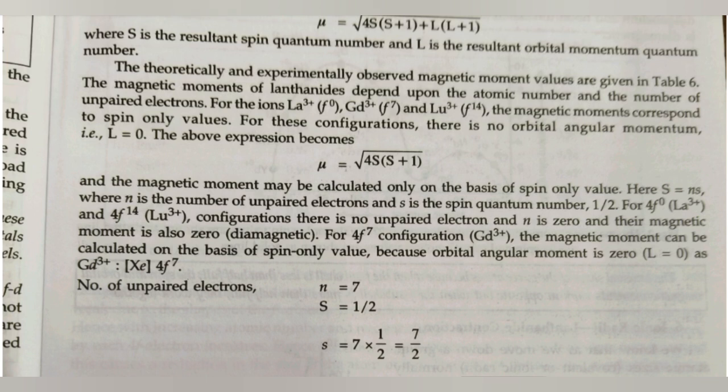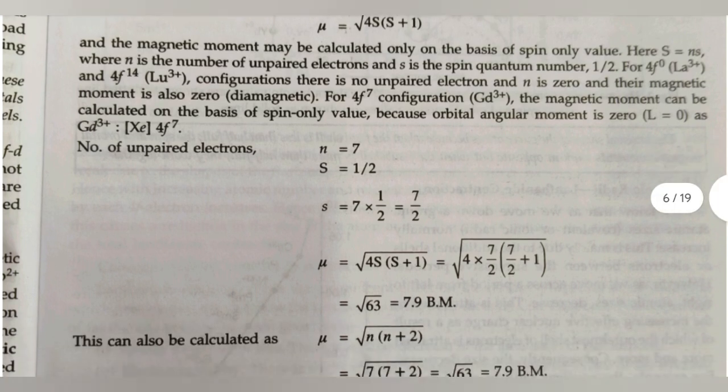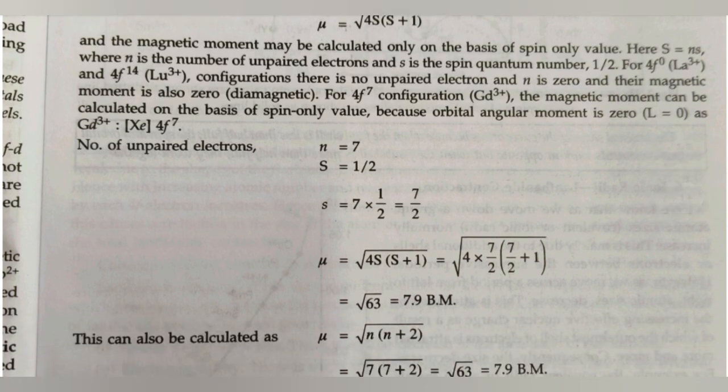For the ions La3+, Gd3+ and Lu3+, the magnetic moment corresponds to spin-only values. For these configurations, there is no orbital angular momentum, which means L equals 0. The above expression becomes mu equals the square root of 4S(S+1), and the magnetic moment may be calculated only on the basis of the spin-only value. Here S equals n times 1/2, where n is the number of unpaired electrons and S is the spin quantum number.